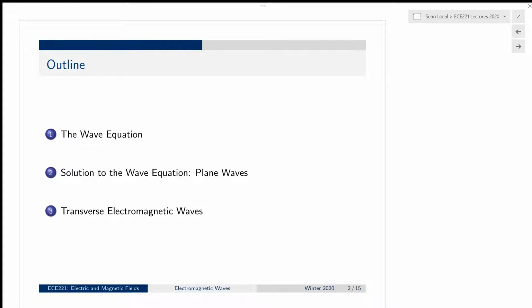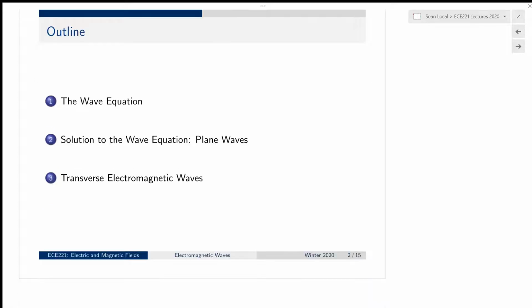We also derived the wave equation in a special form by assuming that the electric and magnetic fields have time harmonic dependence, that is, that they are sinusoidal functions of time. In this lecture, we're going to look at the solution to the wave equation and a special class of solution known as a plane wave.